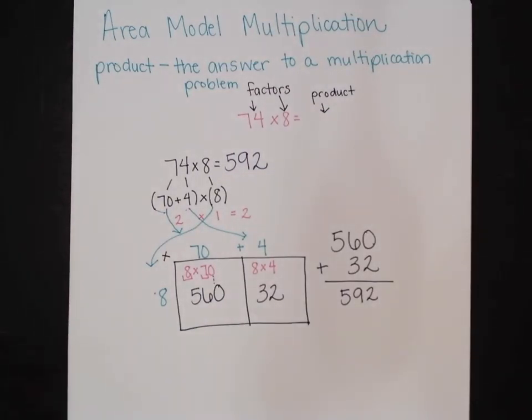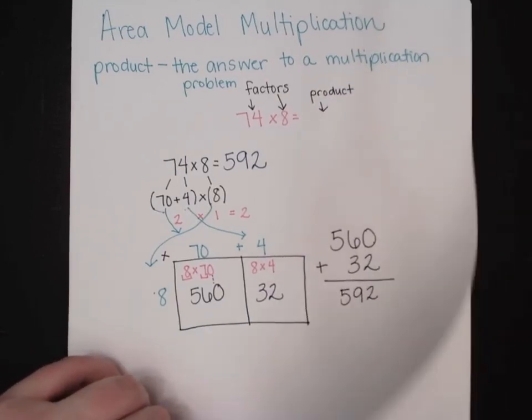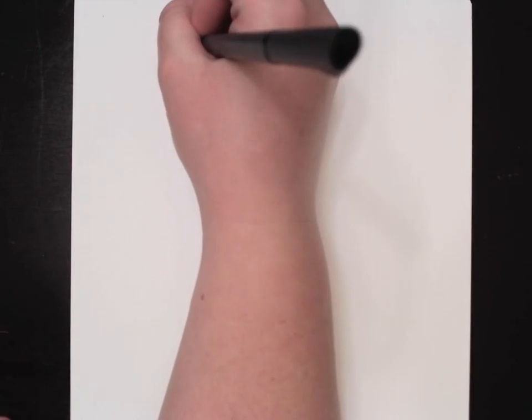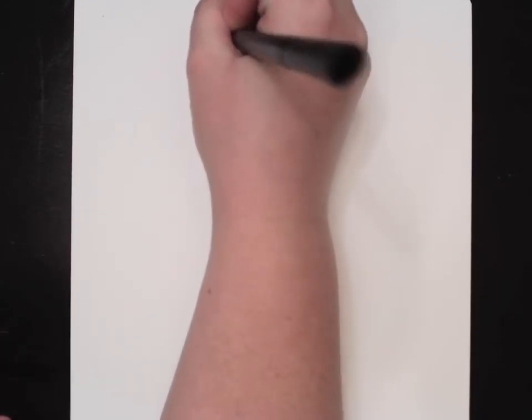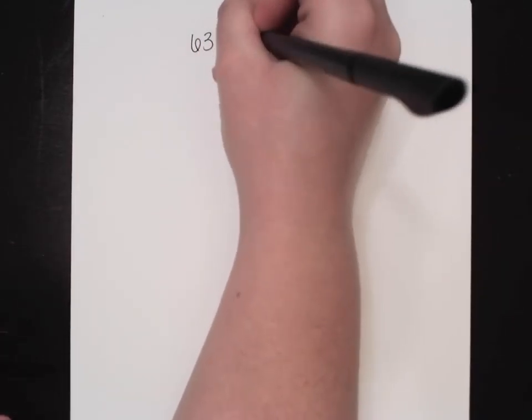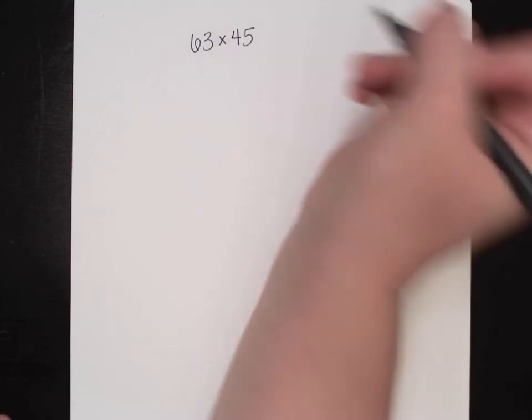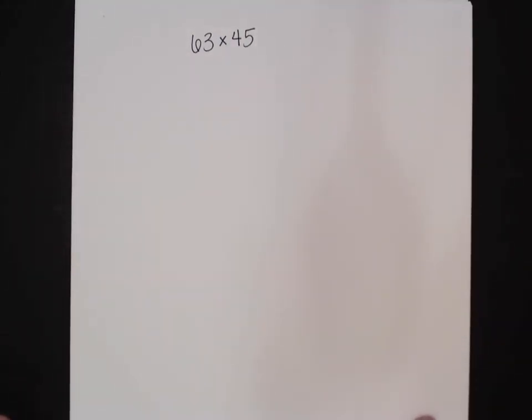Now we're going to try a 2-digit by 2-digit multiplication problem. All right, so this problem is 63 times 45. Now remember, the first thing you want to do is write this number in expanded form.